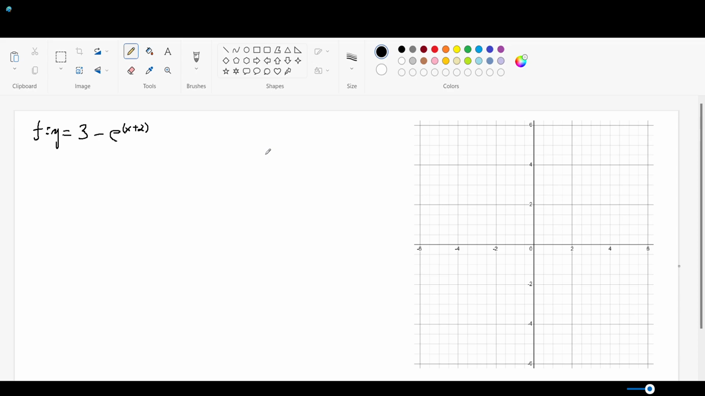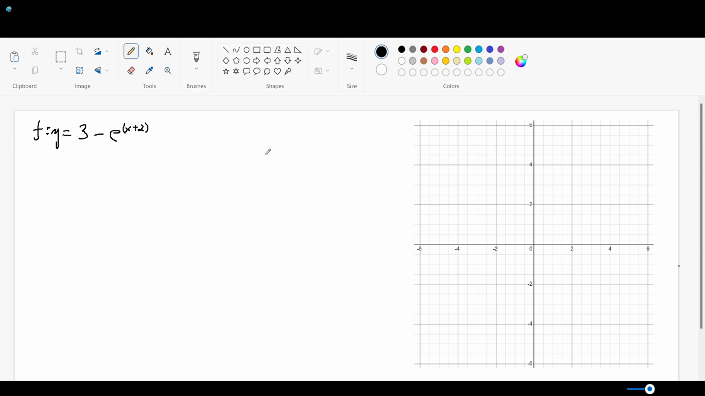Hello everybody, and welcome to our next video, which is going to be about how to sketch the graph of the exponential function we were talking about during our last lesson. I have chosen this function because it's kind of nice and a little bit easy, and you'll get some new information when you watch this video.